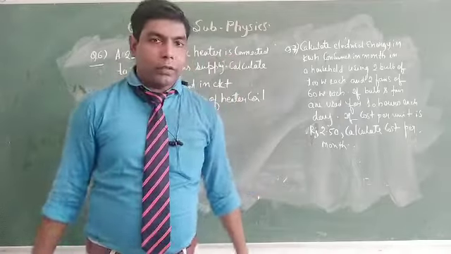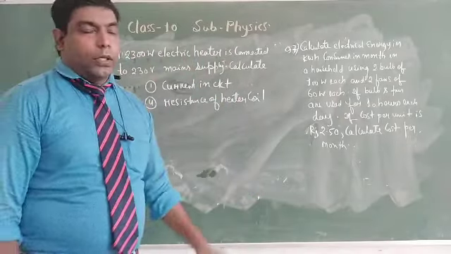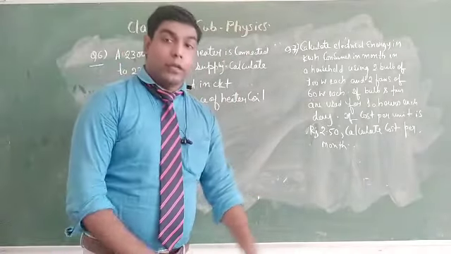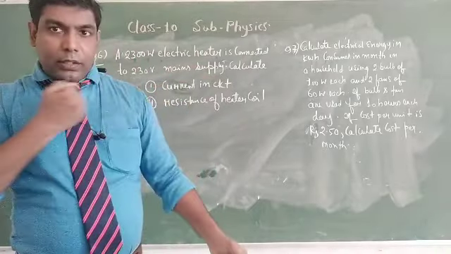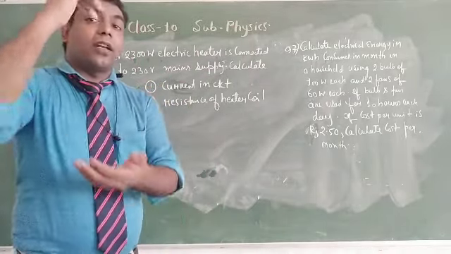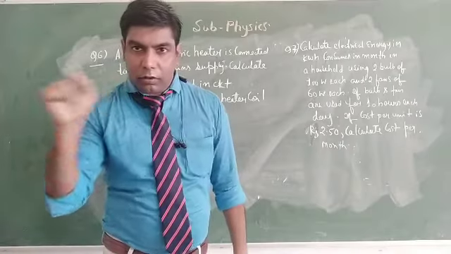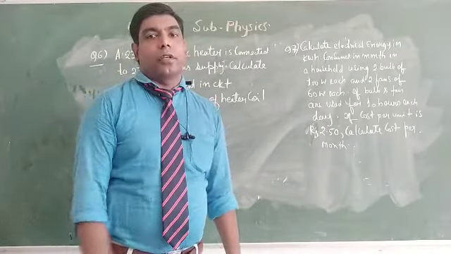The heater is connected. What is the power rating of the heater? 2300 watt. And what is the supply voltage? 230 volt. They are asking how much current the heater will take and what the resistance of the heater is, because in a heater there is a coil, and that coil will have resistance.